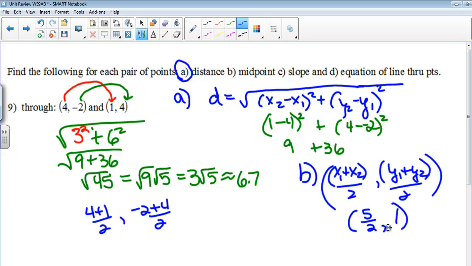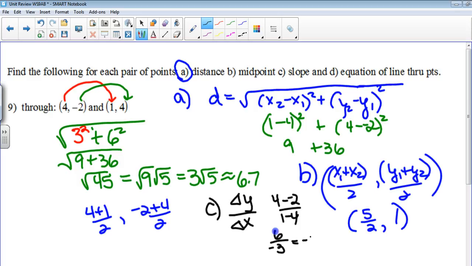Okay, to do part D, we have to find the slope anyway. So part C says slope. Remember, slope is change in y over change in x. So 4 minus -2 over 1 minus 4. Anybody getting -2 for the slope? Or did I go too fast? We're okay? Now what?